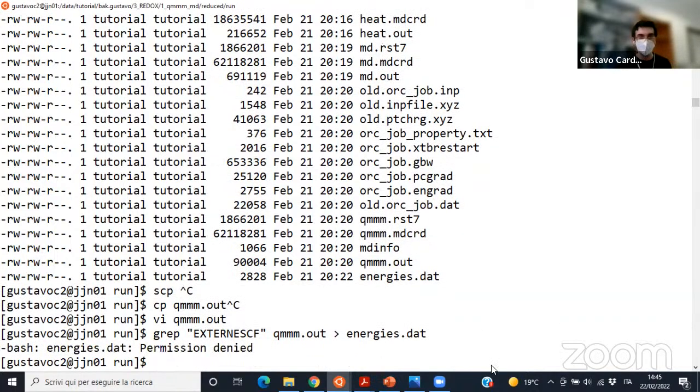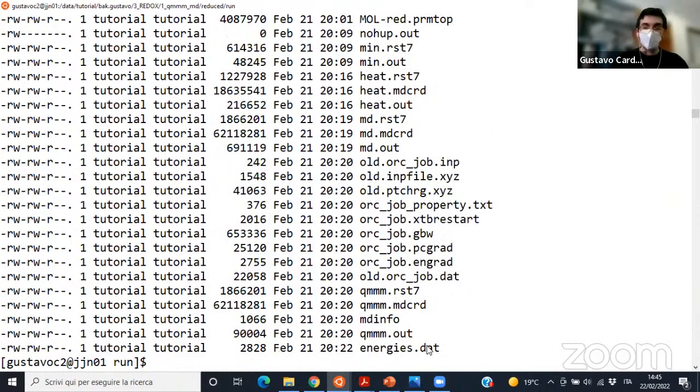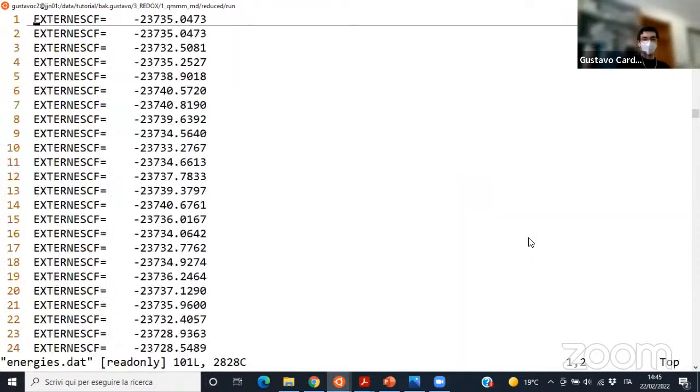Let's do this. Well, I have permission. Why not? Oh, of course, because this belongs to a tutorial. But yeah, it doesn't matter. Fortunately, I already have it here. So we are going to have this energies.dat file. What is this energies.dat file going to contain? Well, it will just contain this string here for all the snapshots of our simulation.